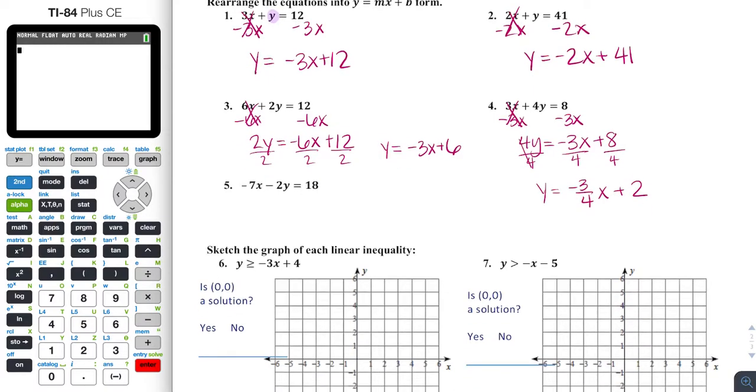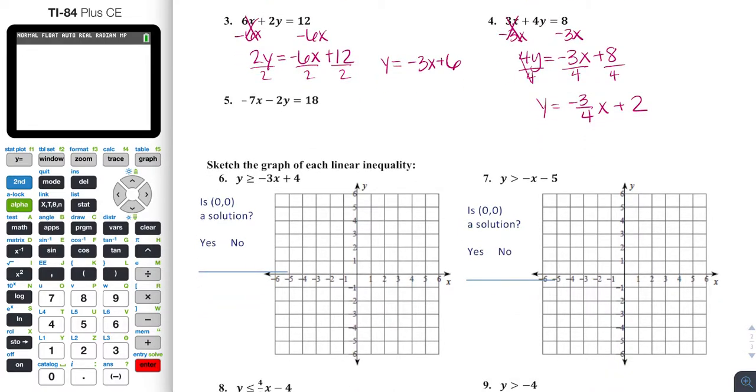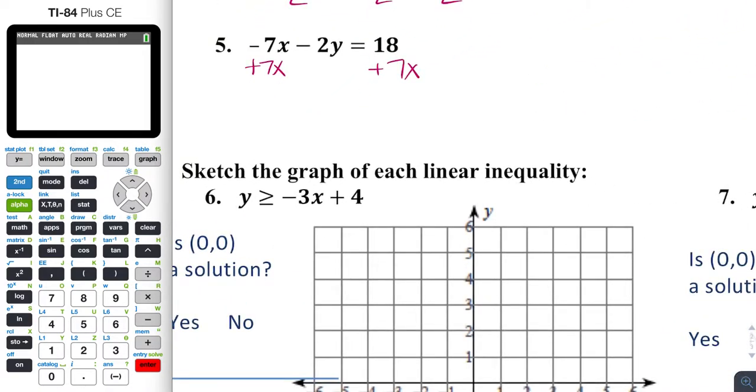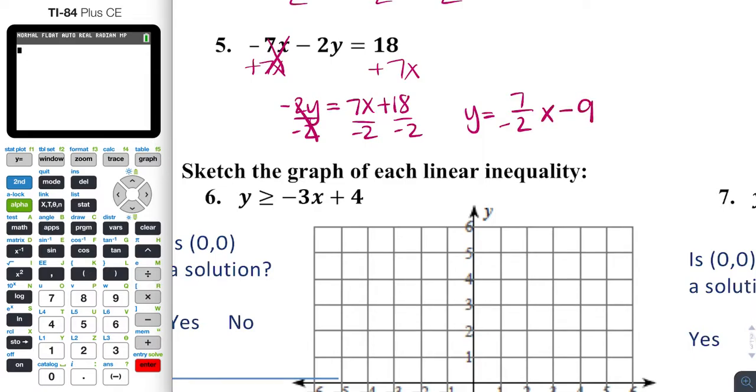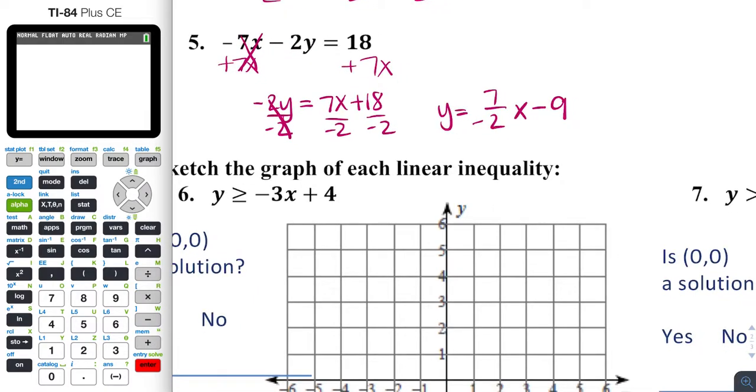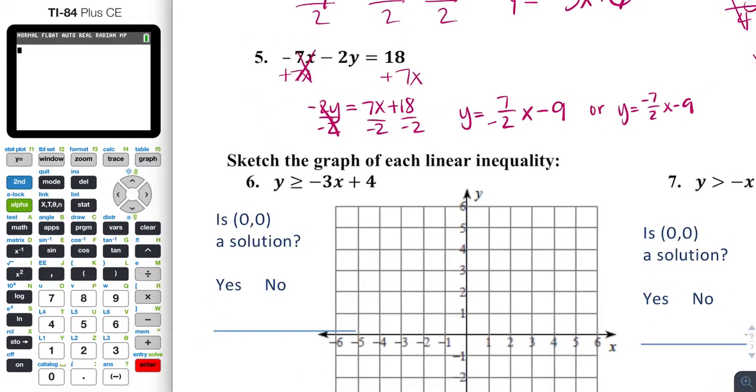Okay. Moving on. This time we have a negative y value. So we're actually going to add 7x to both sides. So we're going to get -2y equals 7x plus 18. From there, we have to divide through by -2. So we're going to get y equals 7 over -2x minus 9. Okay, 7 over -2 is the same thing as -7 over 2x minus 9. As long as that fraction is negative, it tells you which way your slope is going to be going. So it doesn't matter if it's on the top or the bottom.